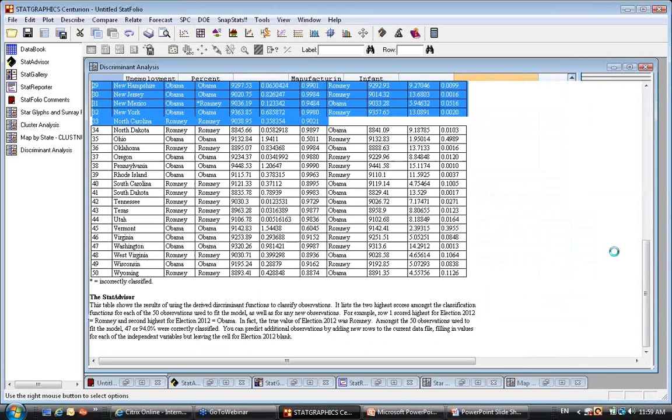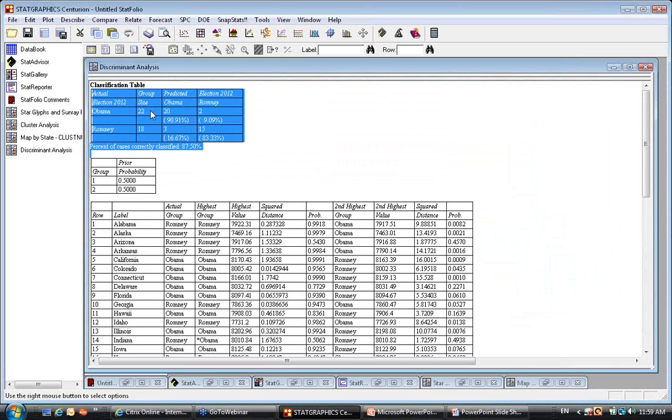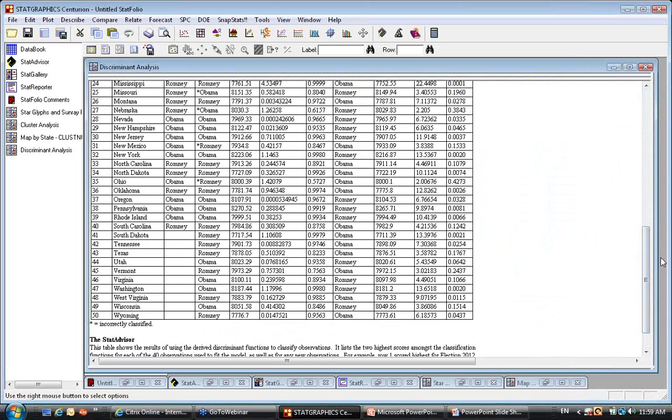If I now click back to the discriminant analysis, you'll see from the classification table that it's now classified only 40 states, 22 of which voted for Obama, 18 for Romney. And it didn't do quite as well. It did about 87.5%.